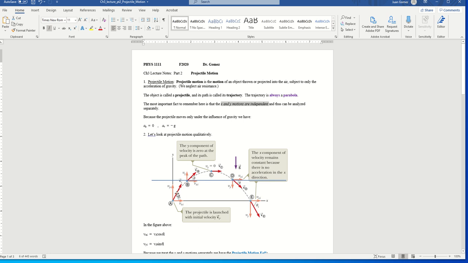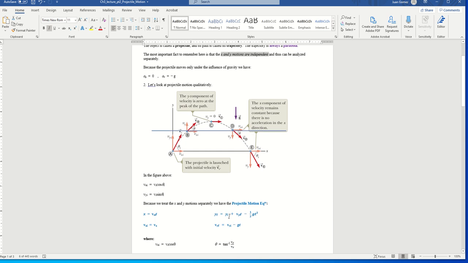Something is launched with an initial velocity we're calling vi. Vi makes an angle of theta with respect to the x-axis. And so vi is going to have an x component indicated by vxi and a y component indicated by vyi. Nothing complicated. Vxi is just vi cosine theta. Vyi is just vi sine theta.